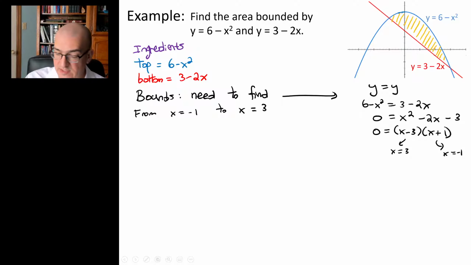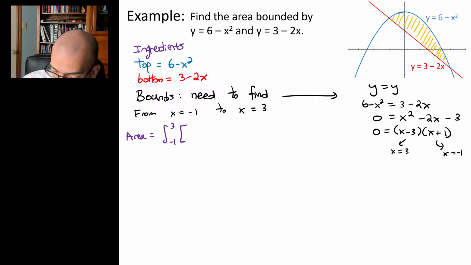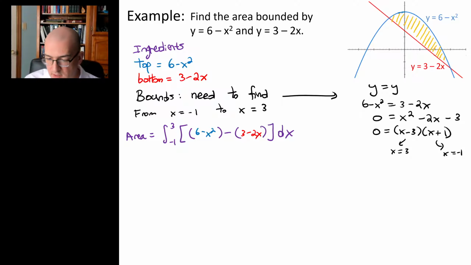Okay, so we can put all the ingredients together and say that our area is equal to the integral from -1 to 3 of the top function minus the bottom function. So the top function is 6 minus x squared, my apologies, and the bottom function is 3 minus 2x. That's the expression. And that might be the whole question as well. The whole question might be what expression represents the area. And you would stop there, you wouldn't simplify it, you just leave it alone.